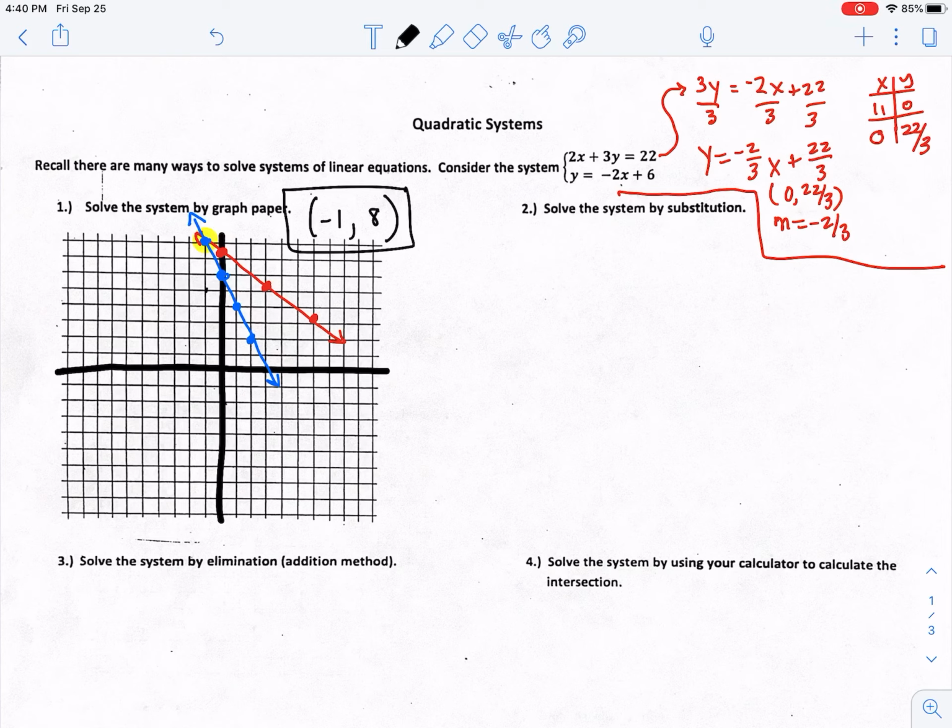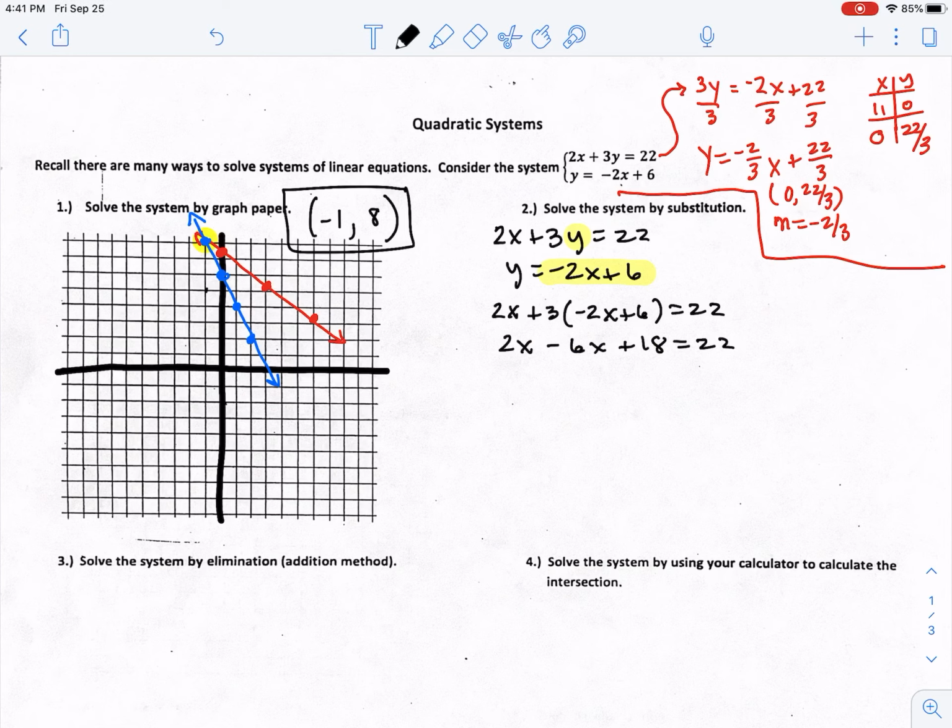I can also solve by substitution. If I have 2x plus 3y equals 22 and y equals negative 2x plus 6, since the second equation is solved for y, I'm going to substitute that negative 2x plus 6 in for y. So let me write that out. 2x plus 3 times negative 2x plus 6 equals 22. Well, that's 2x minus 6x plus 18 equals 22. Or negative 4x equals, subtract 18 from both sides, 4. So x is negative 1.